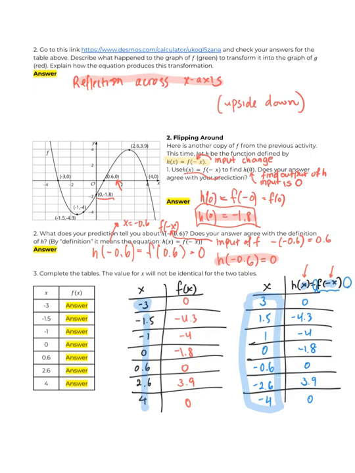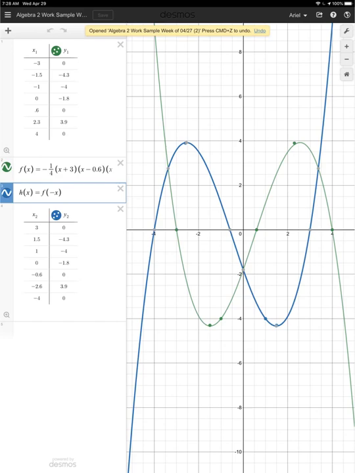So let's actually graph that table, f of x and h of x, and it looks like this. The green one is again the original, which was f of x, and the blue one is h of x, which equals f of negative x. As you can see, the green graph has been flipped left and right. What used to be on the left side is now on the right side, and what used to be on the right side of the green graph is now on the left side of the blue graph.